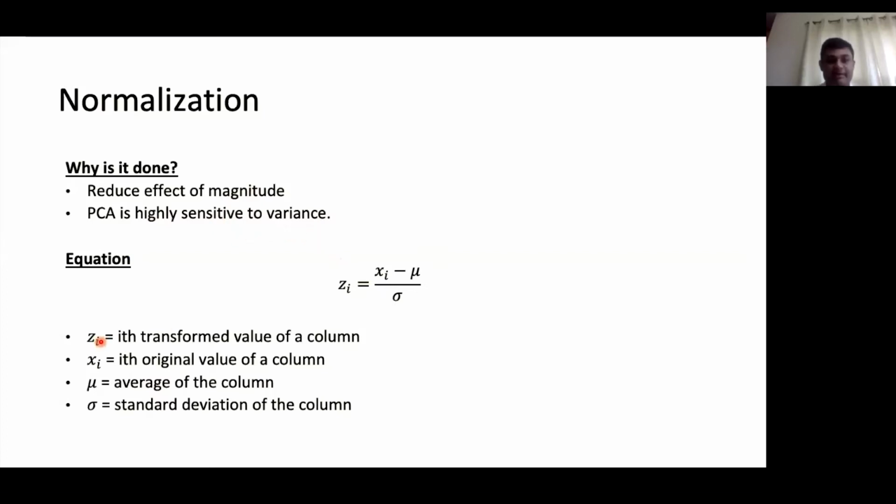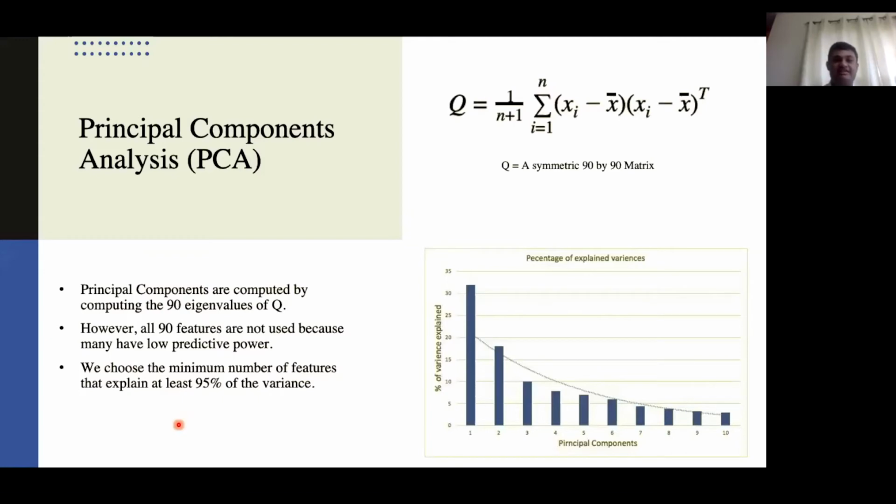Here, Z sub I represents the ith standardized value in the data column, X sub I represents the original value of a column, mu represents the arithmetic mean of the column, and sigma represents the standard deviation of the column. Now we seek to understand the degree of correlation between the 90 input features.